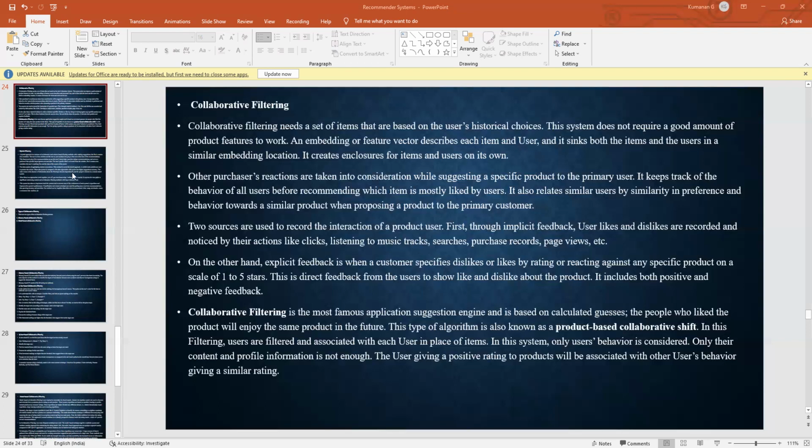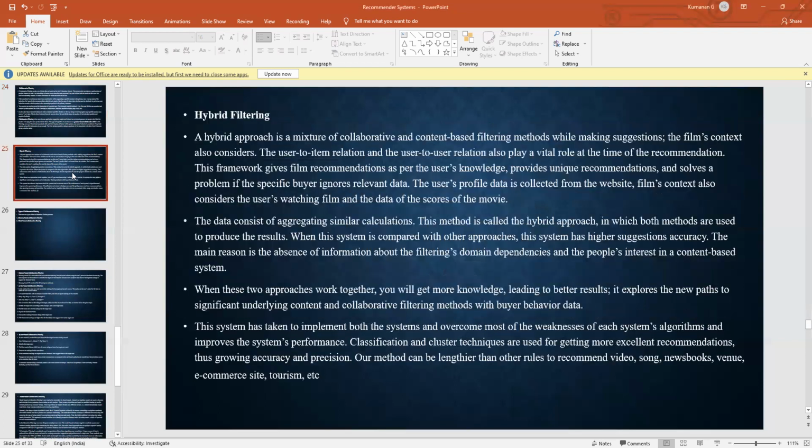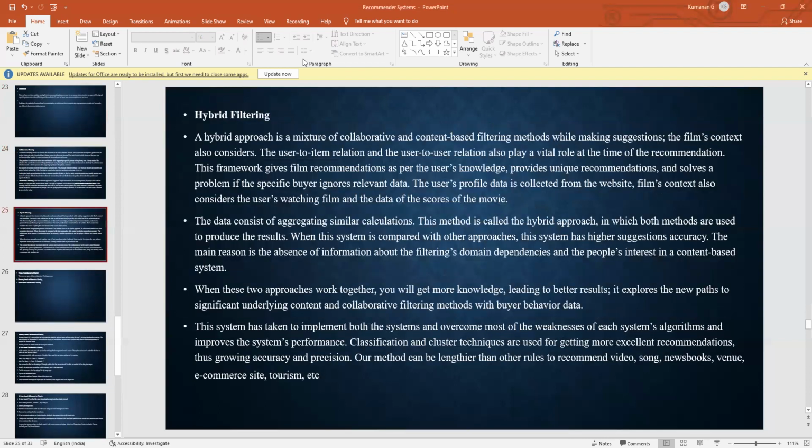Next, hybrid filtering. Hybrid filtering is also one of the search engines. Hybrid filtering approaches a mixture of collaborative and content-based filtering methods while making suggestions. The film's contents are also considered, and the user-to-item relation and the user-to-user relation also play a vital role at the time of the recommendation.